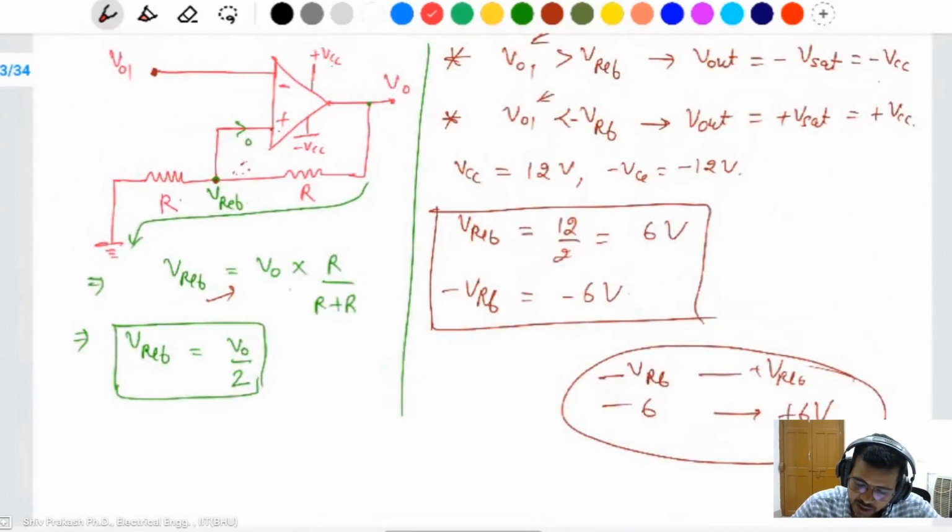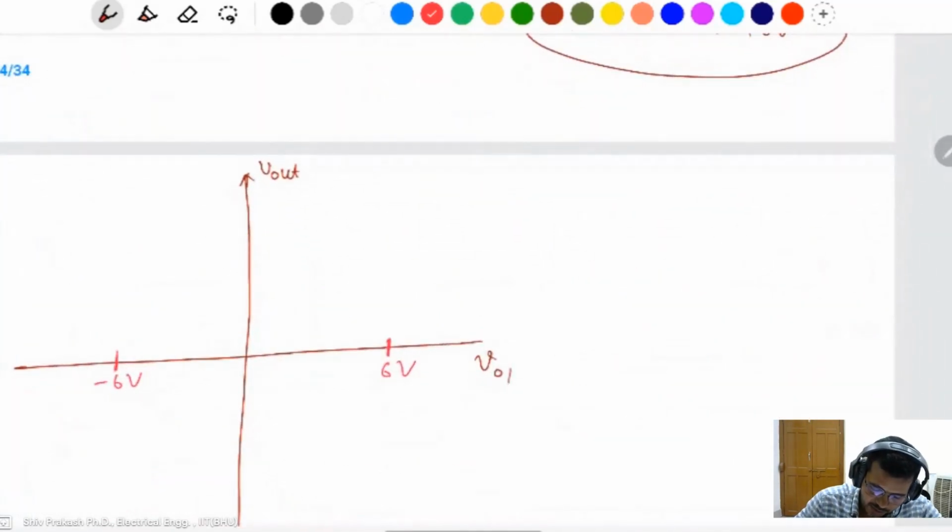Okay, take this one. Your V reference is negative. It was a minus of 6 volt. It means this is the V minus of V reference. This is the positive of V reference. Then V naught is more negative to minus V reference.